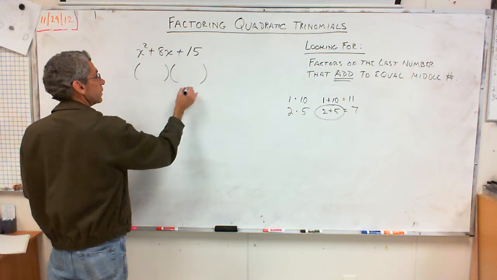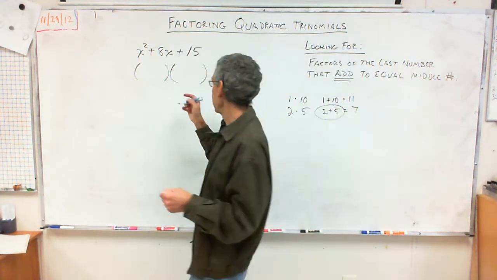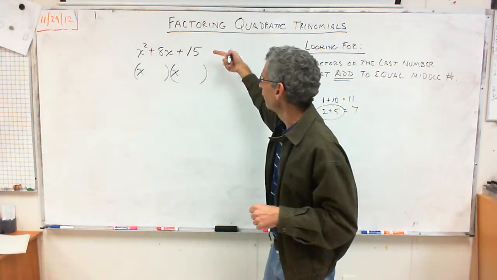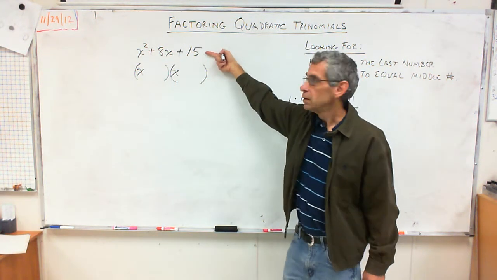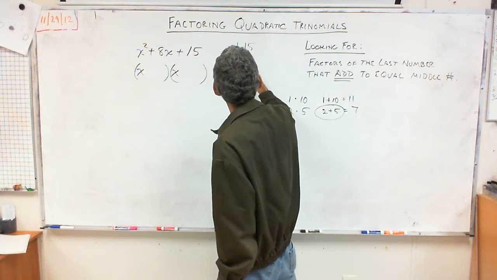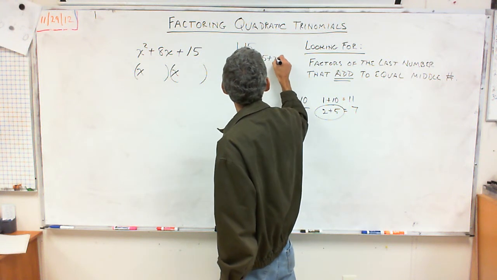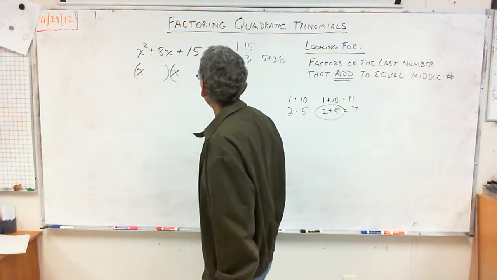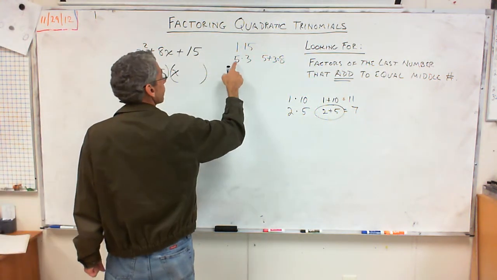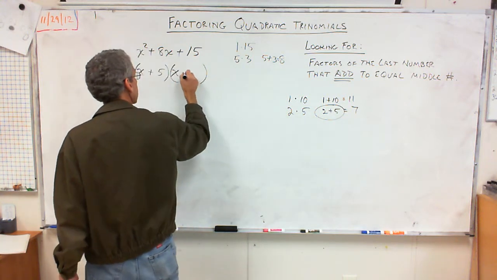So I draw my parentheses. How can I get x squared? x and x, right? So that's easy. Now, I need factors of 15. 1 times 15 or 5 times 3. 5 plus 3 is 8. That's great. So that's what I'm going to use. I'm going to put plus 5 because it's a positive 5. Positive 5 times positive 3 is positive 15. And it's a positive 3, so I'll put plus 3.